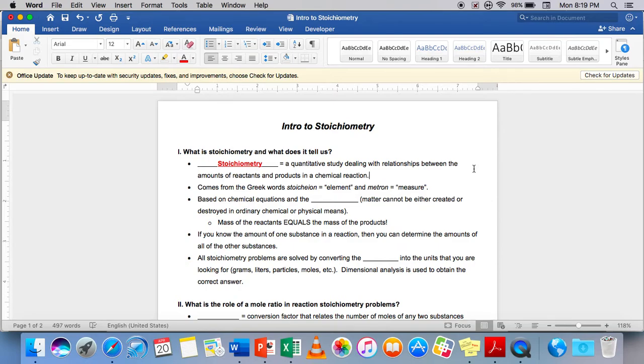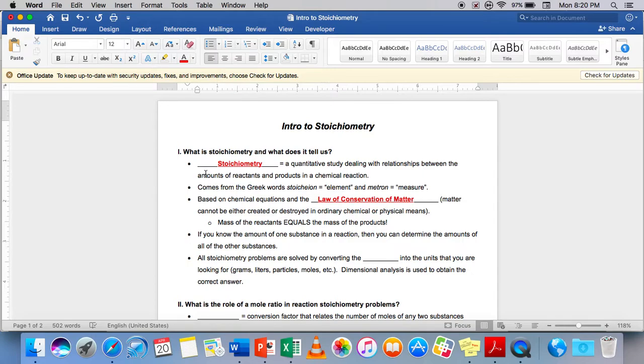The word stoichiometry comes from the Greek words stoichion, which meant element, and metron, which means measure. So we're measuring elements. Stoichiometry is based on chemical equations and the law of conservation of matter. That means that matter can neither be created nor destroyed in ordinary chemical or physical means. Another way to say it is that the mass of the reactants equals the mass of the products.